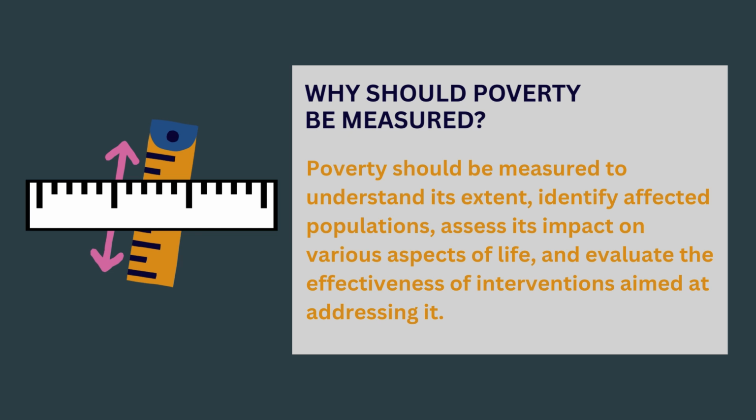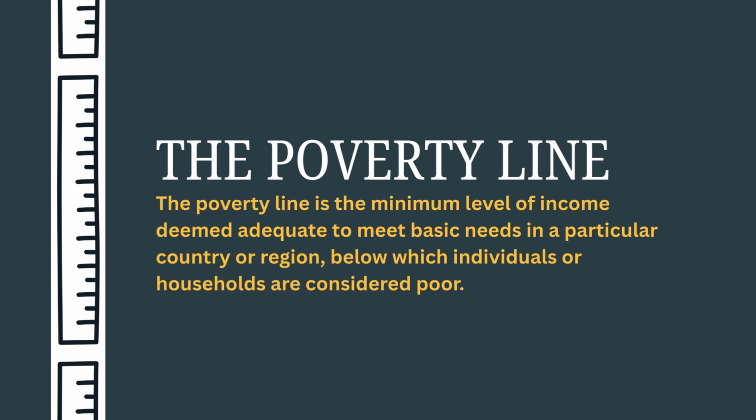And the last reason we're going to look at for which poverty should be measured is that when we measure poverty, we're able to evaluate the effectiveness of interventions aimed at addressing it. So you don't just put any system in place to deal with the issue of poverty. Whatever systems you are implementing must factor in the extent to which poverty is prevalent, and that will help you to shape how your interventions are done.